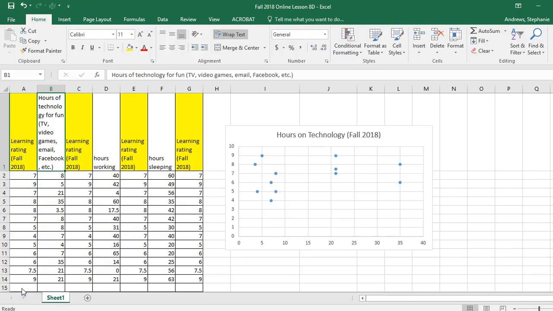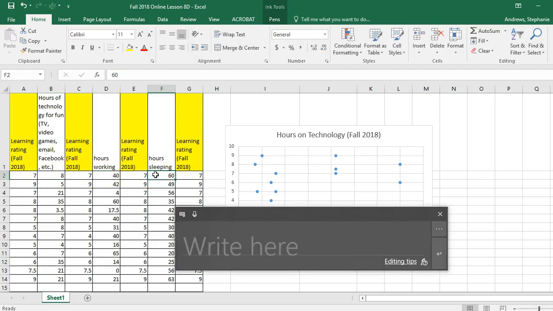Before you start this part, go into my math lab under document sharing and grab this document. It's the Fall 2018 Online Lesson 8D. And what you'll notice are these pieces. You'll see that I have learning ratings, learning rating, learning rating, learning rating. Those are all 3 columns of the same information. Your identities are not in this data, but somebody rated that they feel like they've learned about a 7 in this class, and they reported they spend about 8 hours a week on technology, about 40 hours a week working, and about 60 hours a week sleeping.